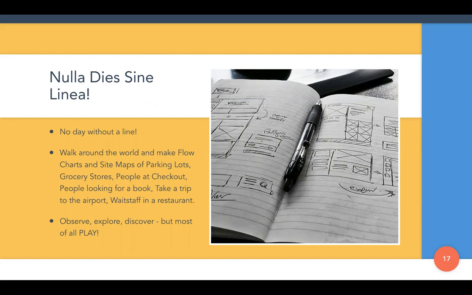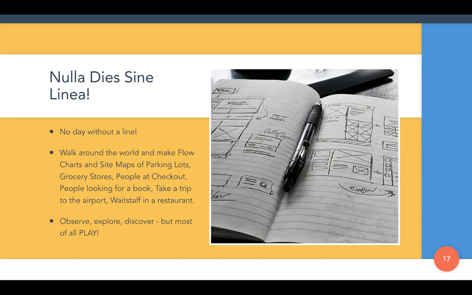And as you go around your world, a great way of learning how to do design artifacts and getting really used to them, not just on a project, is to see how you can translate an interaction in real life into a type of user flow or a flow chart or a sitemap of where you are.